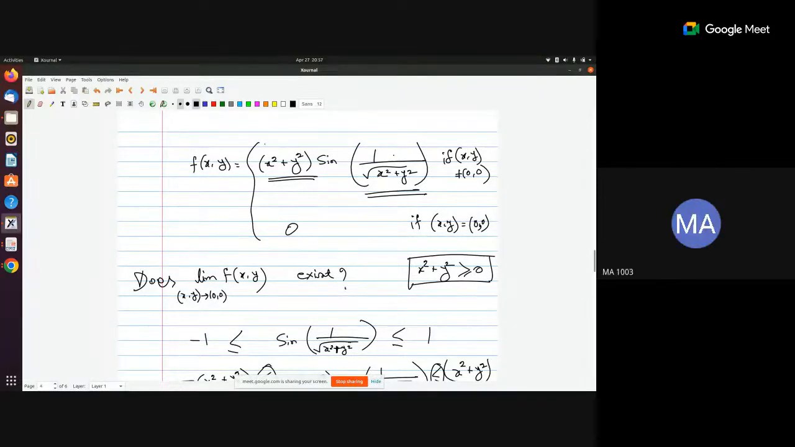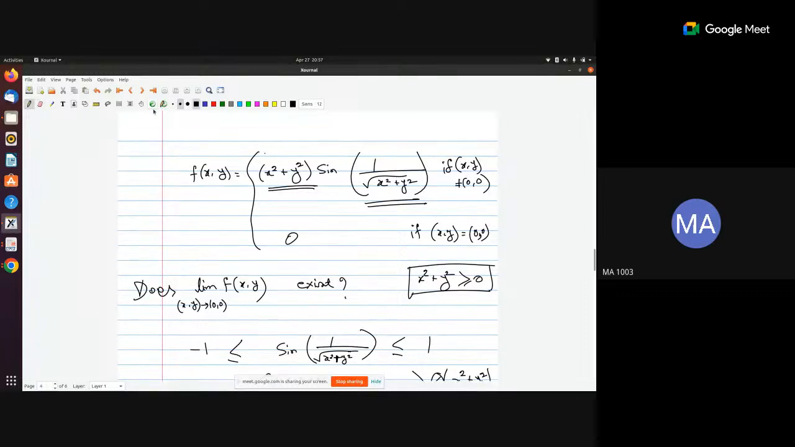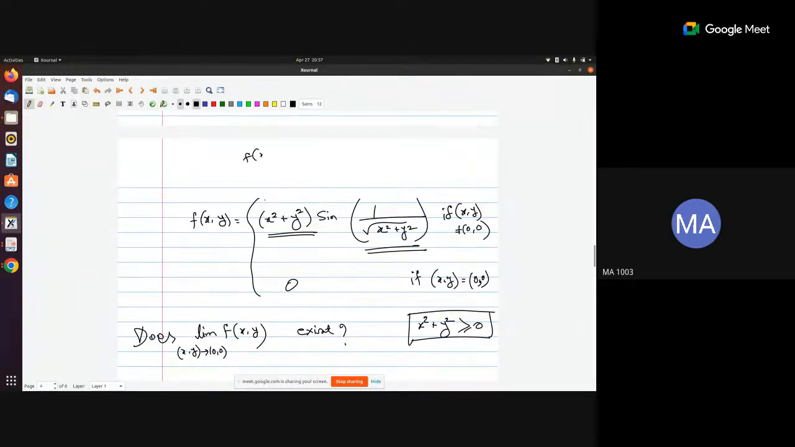trigonometric functions are. If it is only a trigonometric function, then this is not continuous. Suppose I have this function alone, say f(x,y), just sine of this. This function is not continuous at origin, right? Because the value will shoot up. We don't know, but this doesn't exist at origin. That is the one.